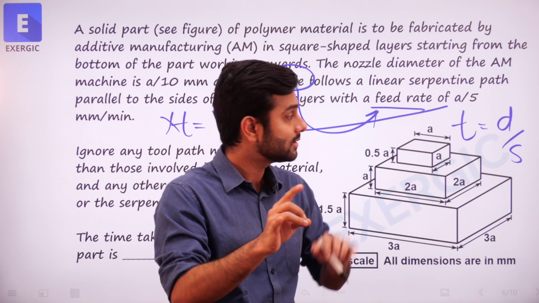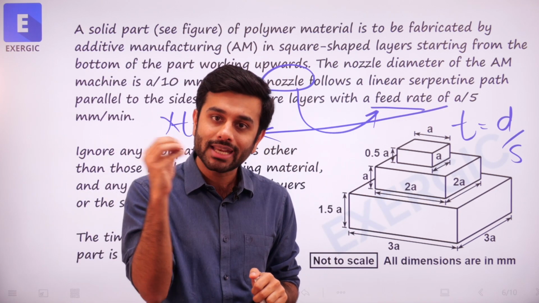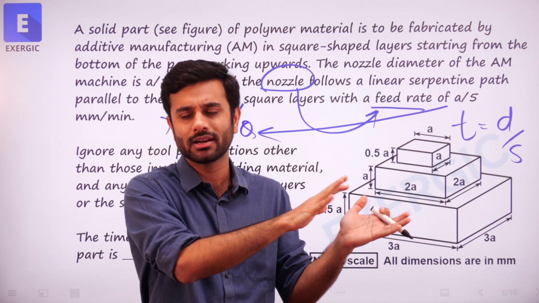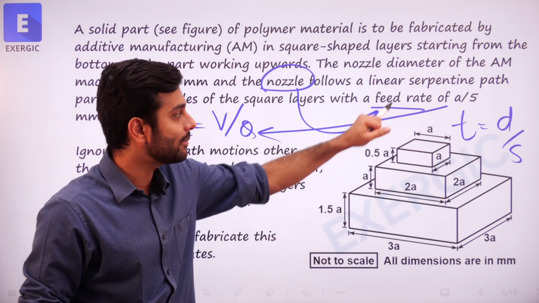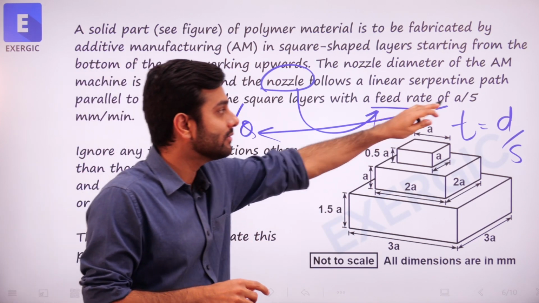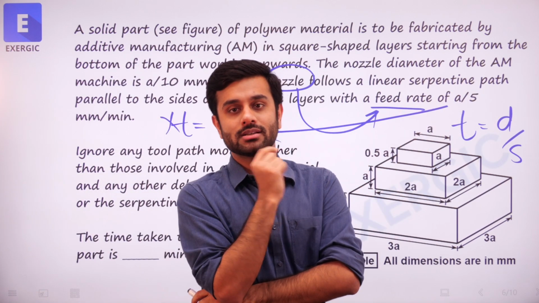If in this question A by 5 was the speed with which the material was coming out, then the answer is correct. 11,400 something, right? That answer is correct if A by 5 was that speed. But in the question, A by 5 is the speed of the nozzle. So consider this question like a question of machining.